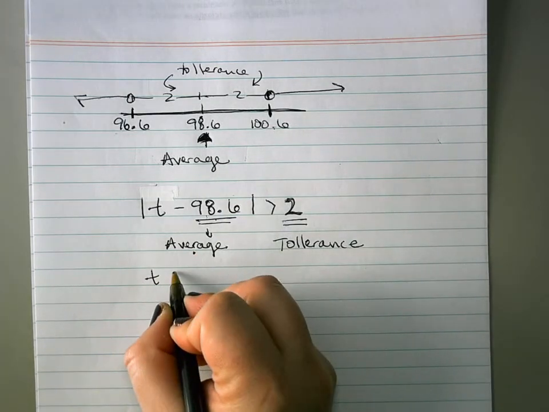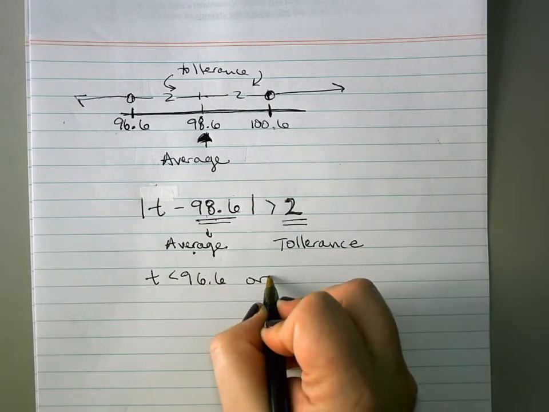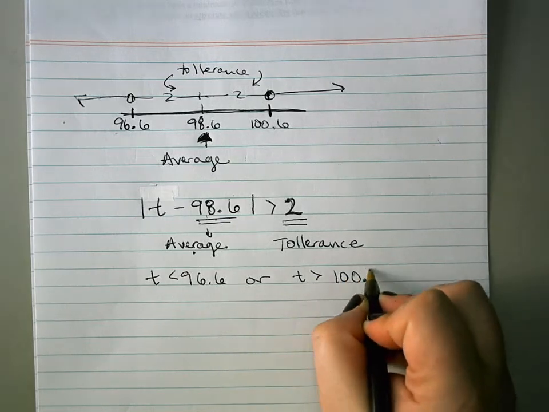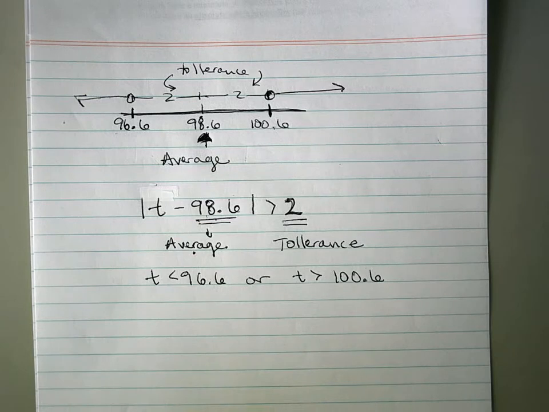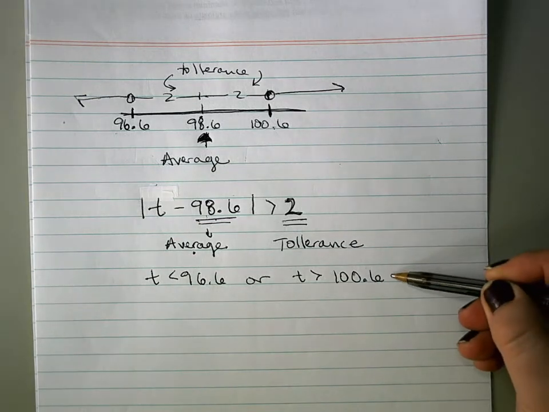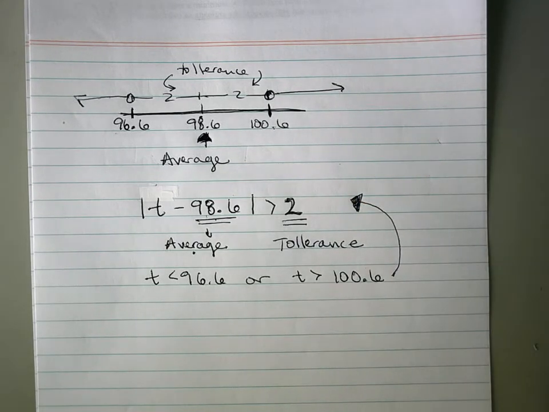Now the solution we got was a range. The temperature of the students had to be less than 96.6 or greater than 100.6. Now, what I want to talk about in this video is how we can get from the range back to the absolute value inequality. Now, you might ask, okay, if you're given a range and you're given the answer, why are you going back to make it more complicated?